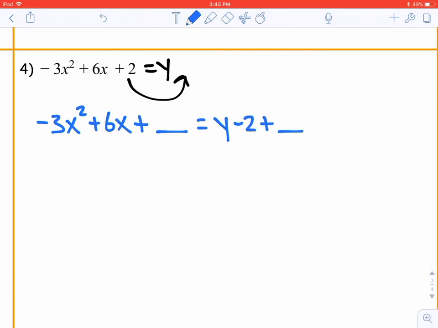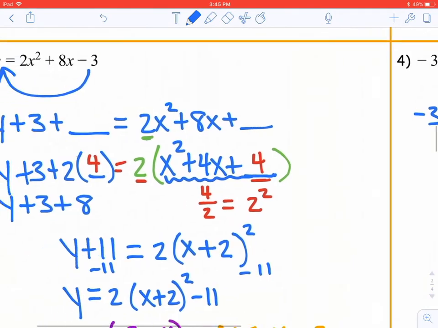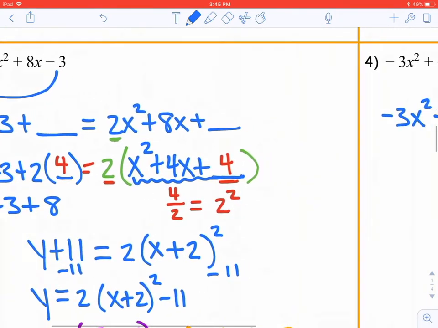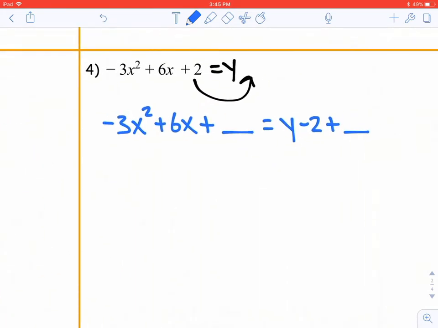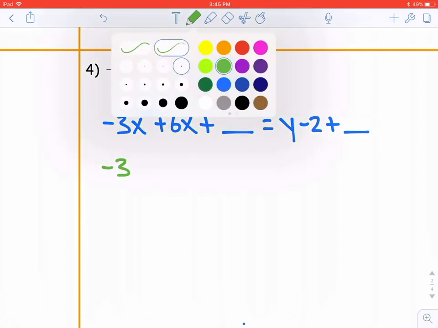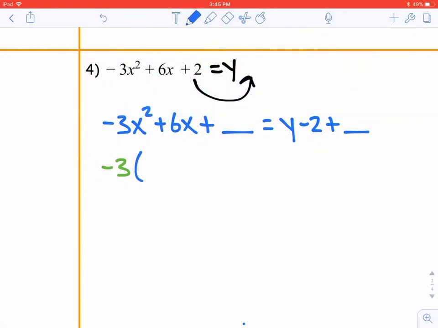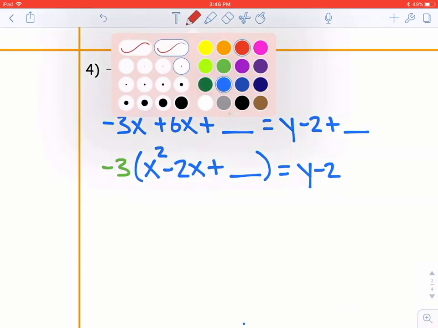And then we want to treat this one the same way we did the last example. We've got to take out the -3 the same way we took out that 2. So let's factor out -3 and then put what's left. So we'll have x squared minus 2x, but still leave plus blank. The blank number is always going to be a positive because of how we figure it out. It will always be positive, because watch what happens.